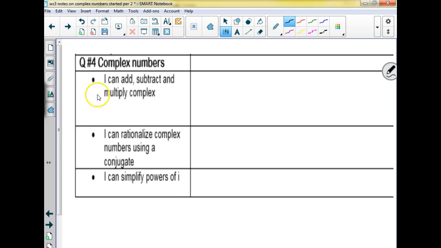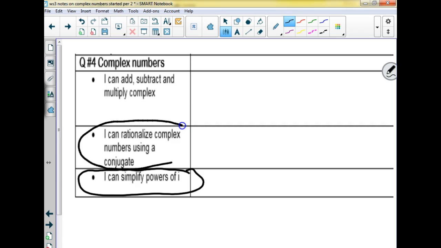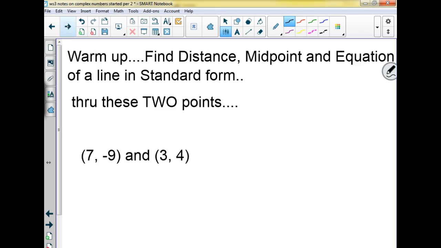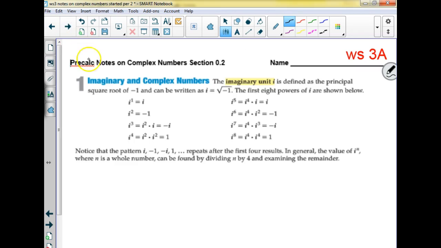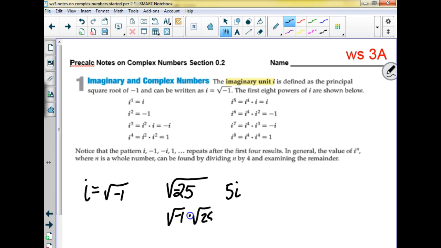All right, so we're going to use this idea and the definition of i to solve some problems today. So we're going to talk about powers of i, and then rationalizing using a conjugate, okay? We already did some of this. I'm going to skip this warm-up for now. All right, so the definition of i was square root of -1. So if we had something like the square root of -25, we'd just get 5i because it would be the square root of -1 times the square root of 25.